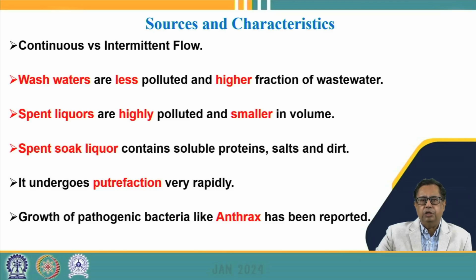For example, when we talk of the spent soak liquor, it may contain a lot of soluble proteins, salts and dirt which come out because of the process where we use a high amount of salt as preservative for the hides. The proteins on the hides, the salts in the spent soak liquor, as well as the dirt on the hides come into the wastewater. And because of the soluble proteins, the putrefaction may be very rapid, as it contains a lot of nutrients required for the bacteria to grow very rapidly. Similarly, people have also reported that pathogenic bacteria like anthrax can also grow on such spent liquor wastewater.